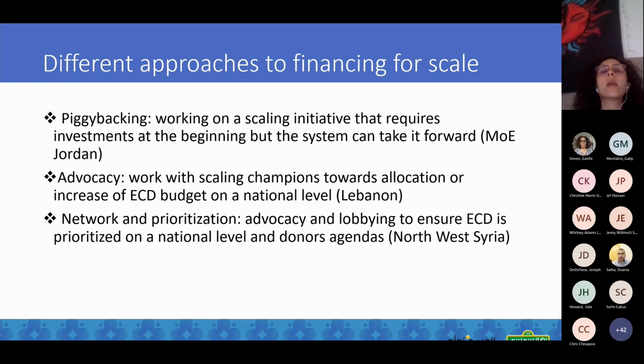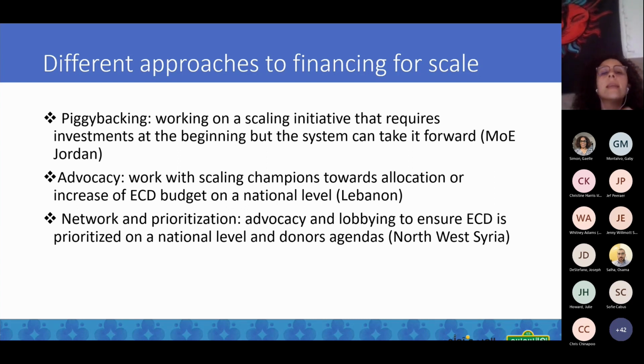So what we have been working on is working with these local NGOs, and we've built together a network that was launched last week. It's called the ECD Network of Northwest Syria. And this network's main goal is to advocate and lobby to ensure financing and prioritization of early childhood development on a national level. In this case, we're talking more about donors than specifically government or national budget per se, but we're talking about influential donors and UN agencies that would help and support in moving this work forward.